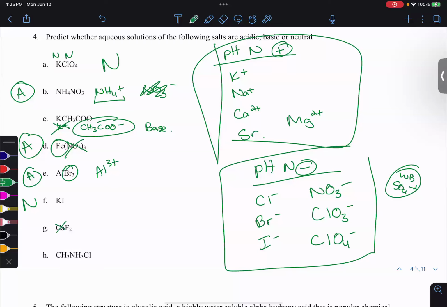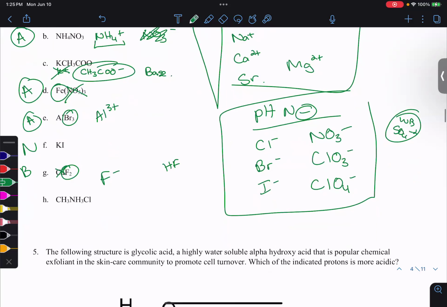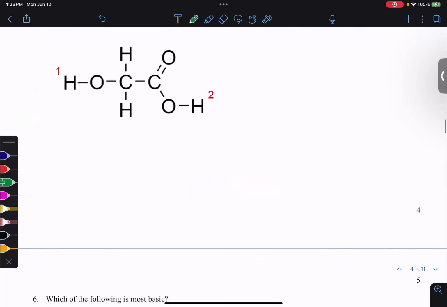Calcium fluoride. Calcium you can ignore, but it's the fluoride. F minus is actually a base because HF is a weak acid. All right, and then the last one here, this thing and a chloride. What can we ignore? Chloride. So the other thing it's attached to must be an acid. Yes, it is an acid. It basically is NH4 plus. Or you can think, oh, it's a cation because it's attached to an anion, a chloride anion. The other thing has to be a cation, and cations are usually acids. Okay. All right, last two, and then we're done.